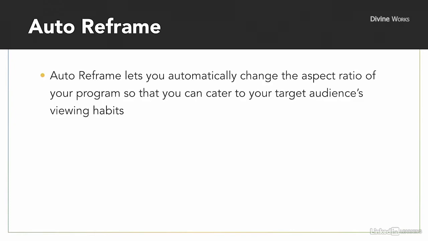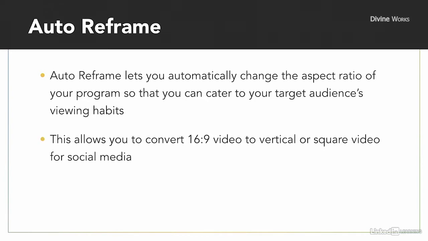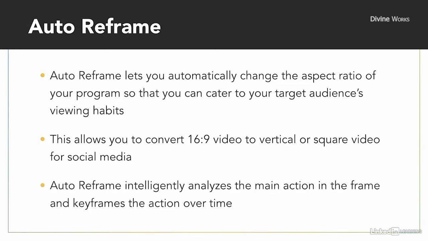So what is auto reframe? Auto reframe allows you to automatically change the aspect ratio of your program so that you can cater to your target audience's viewing habits. This allows you to easily convert your 16:9 video to vertical or square video for social media. And the best part is auto reframe intelligently senses the main action in the frame. It analyzes each shot and situates the new video frame over the most important areas of action, and even keyframes the action over time. Let's take a look.